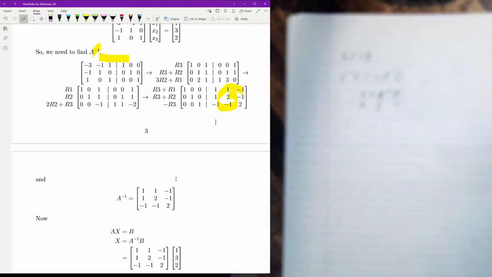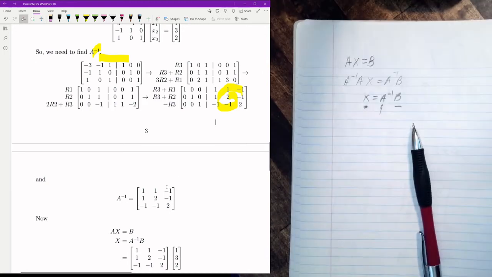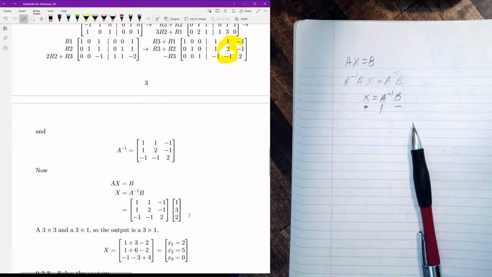So using A inverse, we can now solve this equation. How do we solve it? We solve it by multiplying A inverse by B. Can we do that? It's a 3 by 3 and a 3 by 1. So yes, we can, and our result will be a 3 by 1. So we'll go ahead and do that. 1 times 1 plus 1 times 3 minus 2, etc.